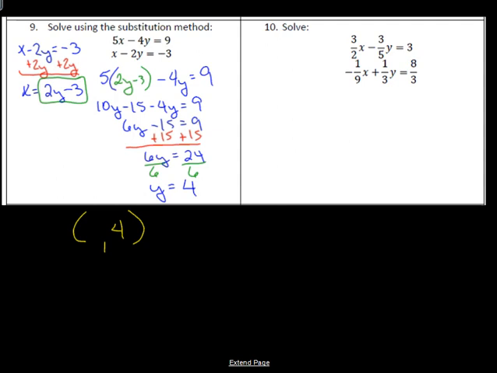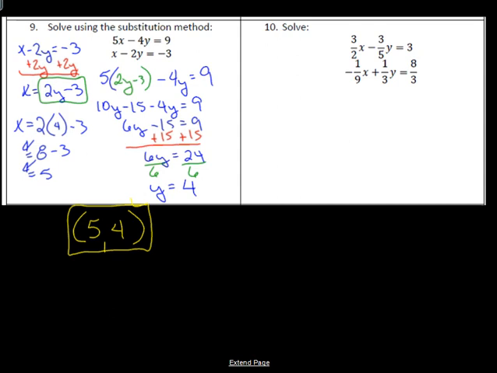I still have to go find the x value, and to do that I go back to my equation here. It's going to be x is equal to 2 times 4 minus 3. Well, 2 times 4 is 8, minus 3, and 8 minus 3 is 5. So my final solution is (5, 4).